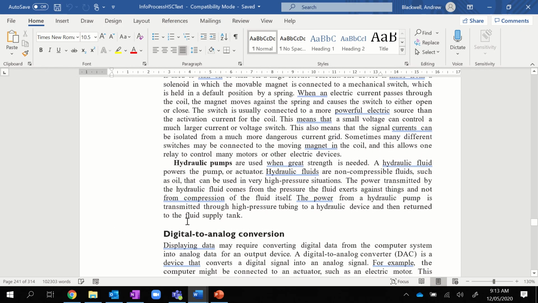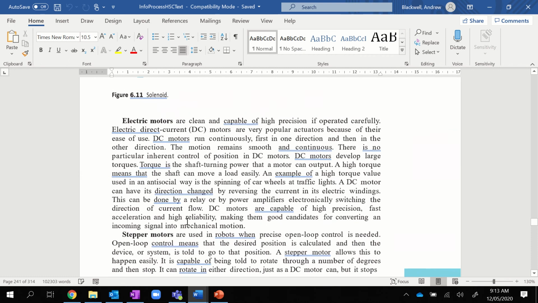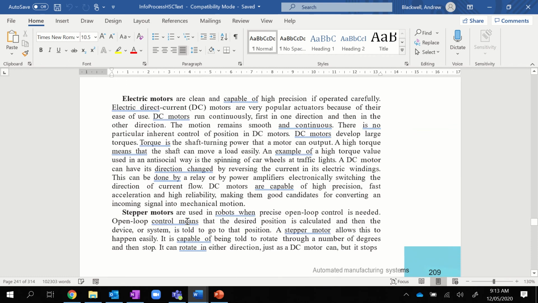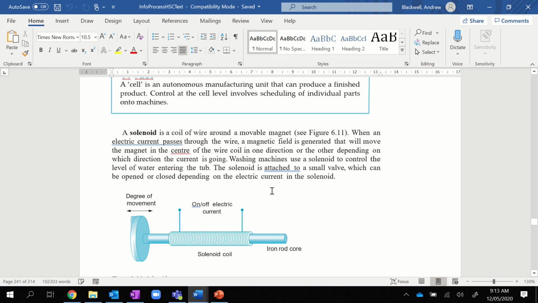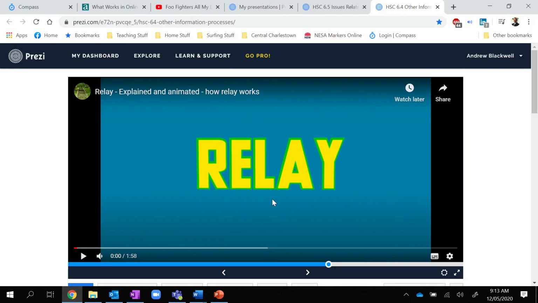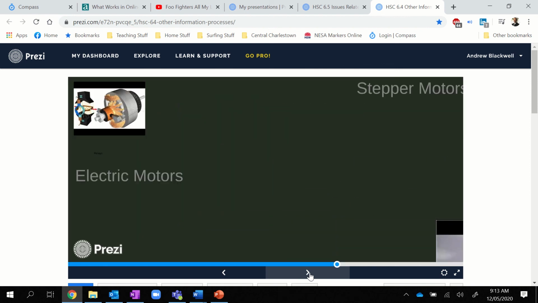Relays are also a part of the textbook and also part of the syllabus as well, so you can go ahead and take some notes on that, and I will move on.